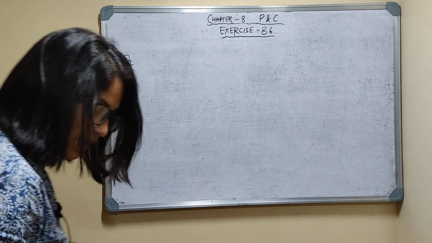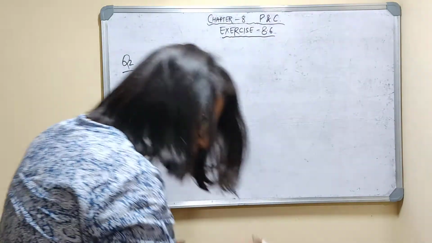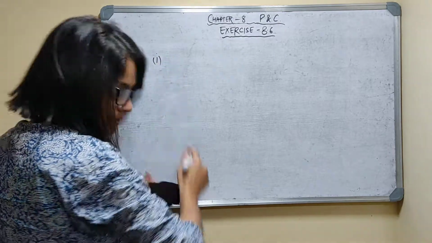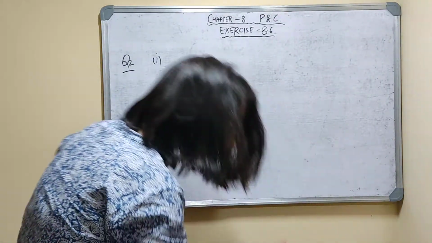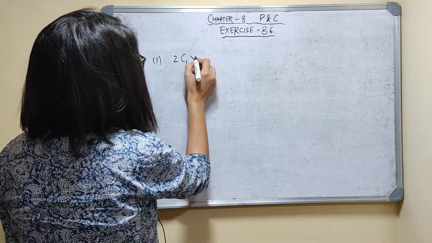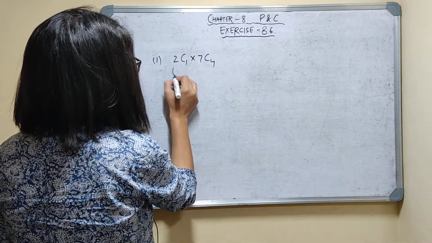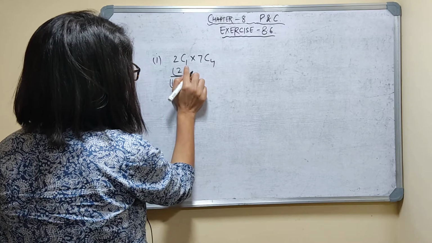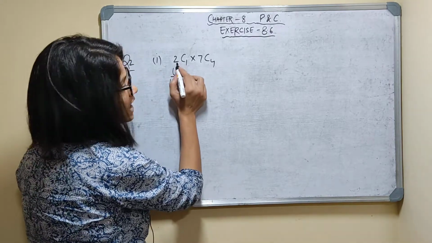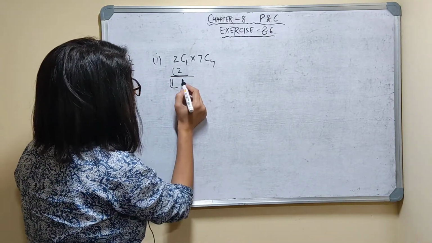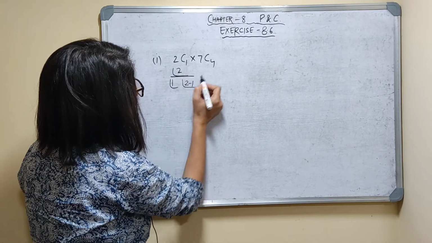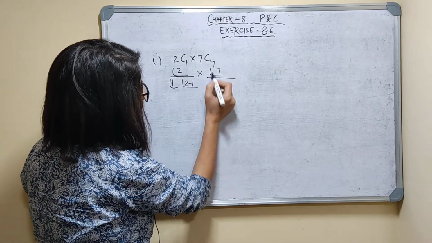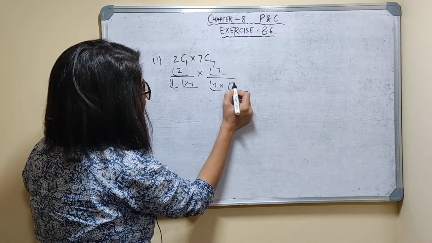Now question number two. Evaluate the following. First part: 2C1 into 7C4. I will write factorial 2 upon factorial of 2, factorial of 2 into factorial of... here nCr is factorial n upon factorial r into factorial of n minus r. 2 minus 1 into factorial of 7 upon factorial of 4 into factorial of 7 minus 4.